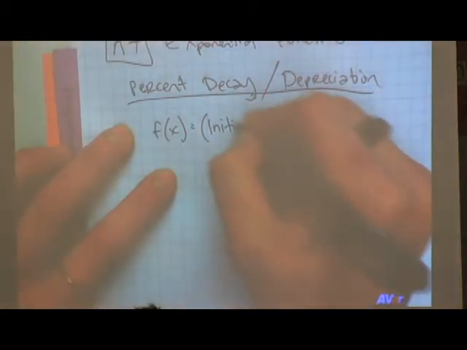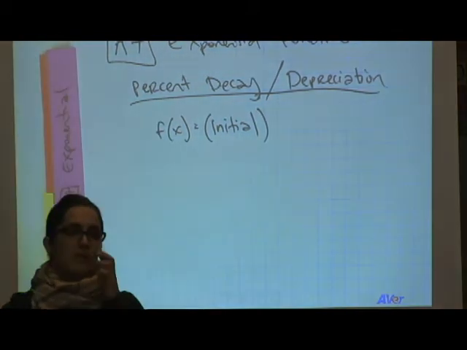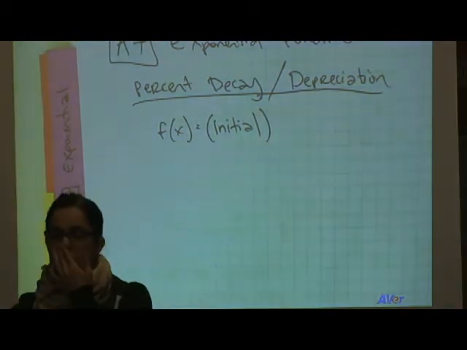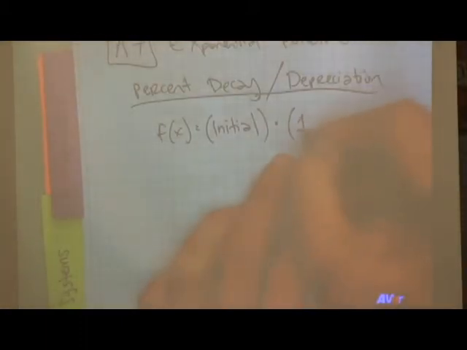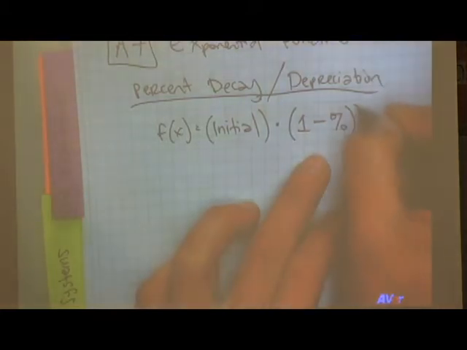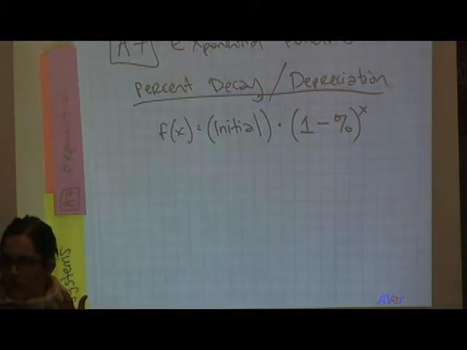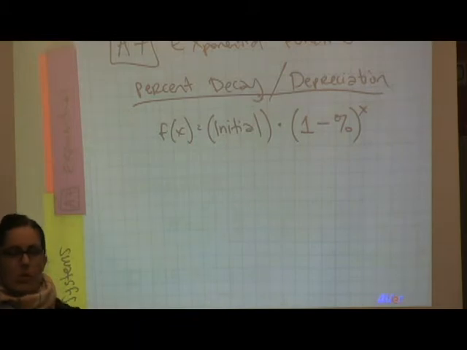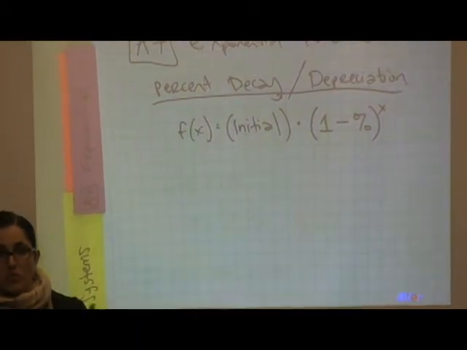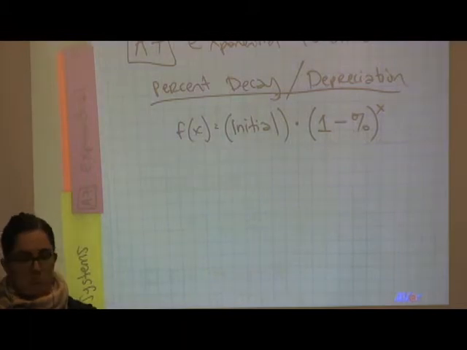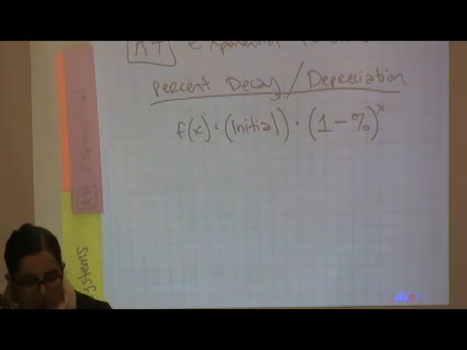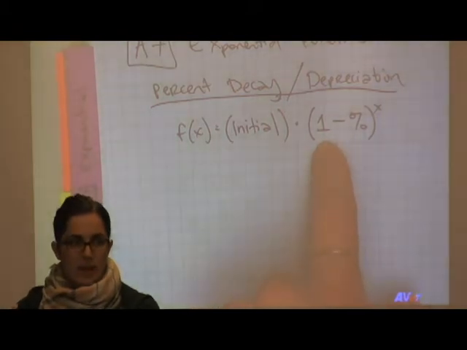We're going to write the same thing. f of x is equal to the initial, whatever your initial amount is, whatever the initial investment is, or whatever we're talking about. And then this time, it's going to be 1 minus the percent to the power of x. And here's the deal, it should seem fairly obvious. When it's growing, we add the percent. When it's shrinking, we subtract the percent. The 1, again, comes from the idea of that whole.